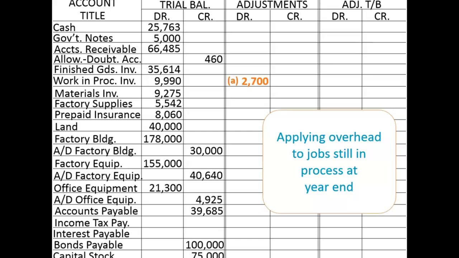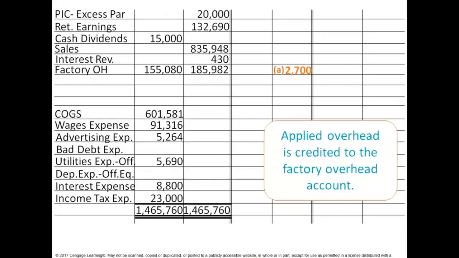So in this case, our first adjustment is to apply overhead to our work in process inventory, to jobs we still had in process at the end of the year. And then we've got applied overhead credited to the factory overhead account.